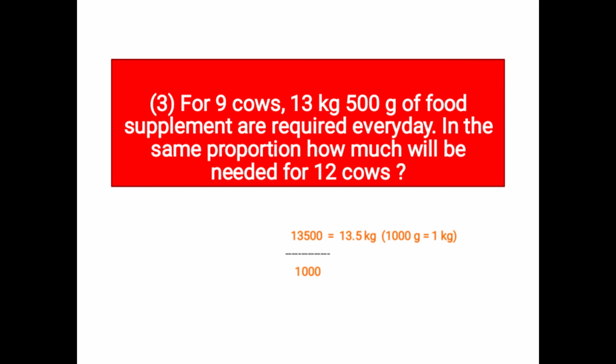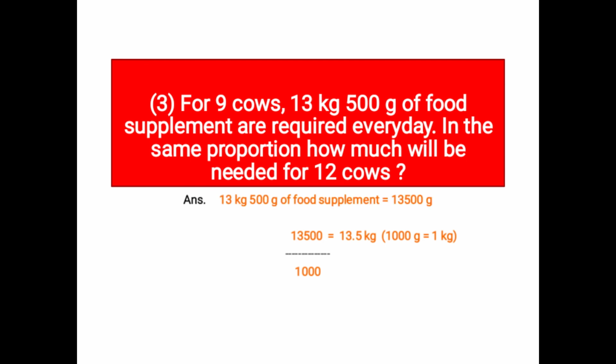For the first number of cows, the weight of food supplement required is 13 kilogram 500 gram. So for the second number of cows, which is 12, the weight of food supplement required will be more. Okay, so this is direct proportion.